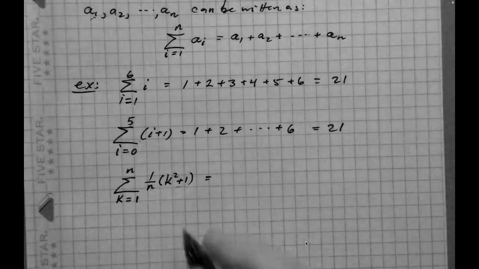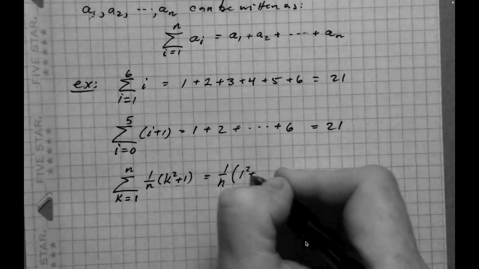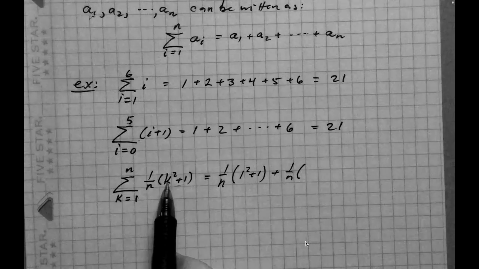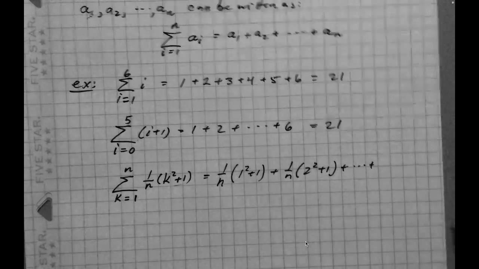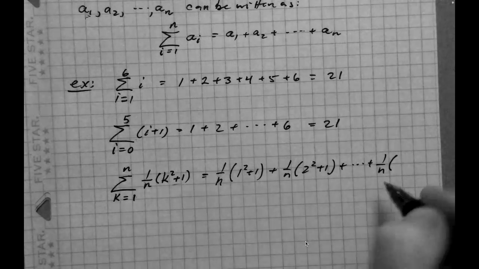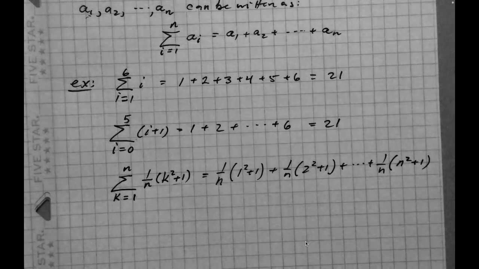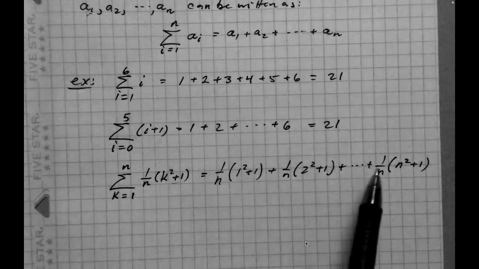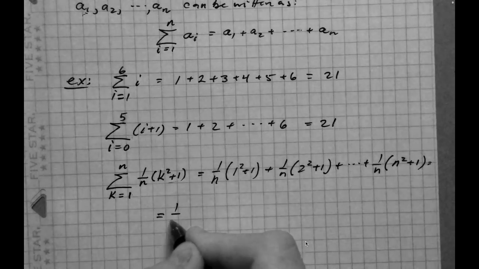Okay, so for example, you would get 1 over n times 1 squared plus 1, plus 1 over n times, when k equals 2, this would be 2 squared plus 1, and so on all the way up to 1 over n times n squared plus 1. Okay. Now, one thing you'll notice here is that since every term has a 1 over n factor, you can factor that out of the sum. So you could write it just like this.